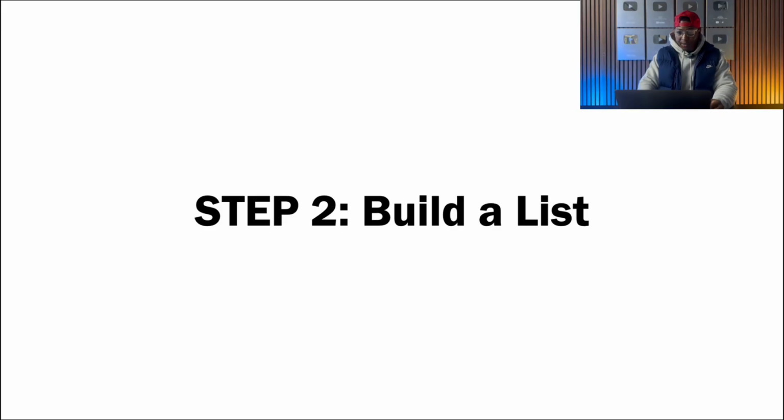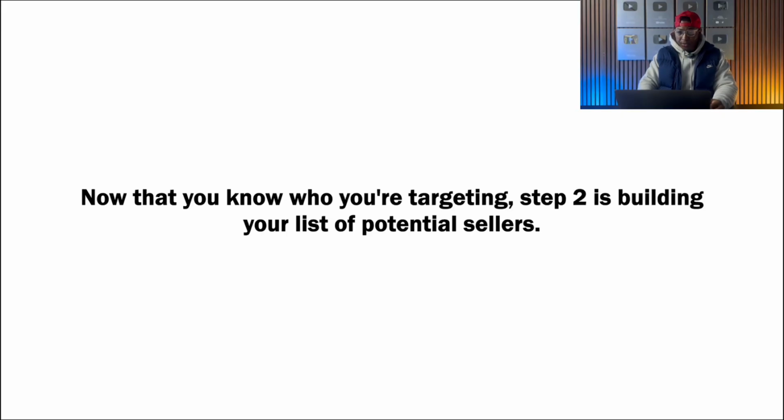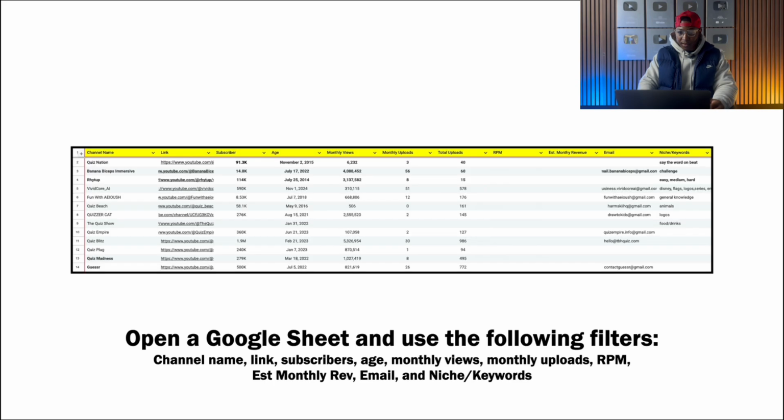Step 2, build a list. Now that you know who you're targeting, step 2 is building your list of potential sellers. Open a Google Sheet and use the following filters: channel name, link, subscribers, age, monthly views, monthly uploads, RPM, which is revenue per mille, or revenue per 1,000 views, estimated monthly revenue, email, niche/keywords.